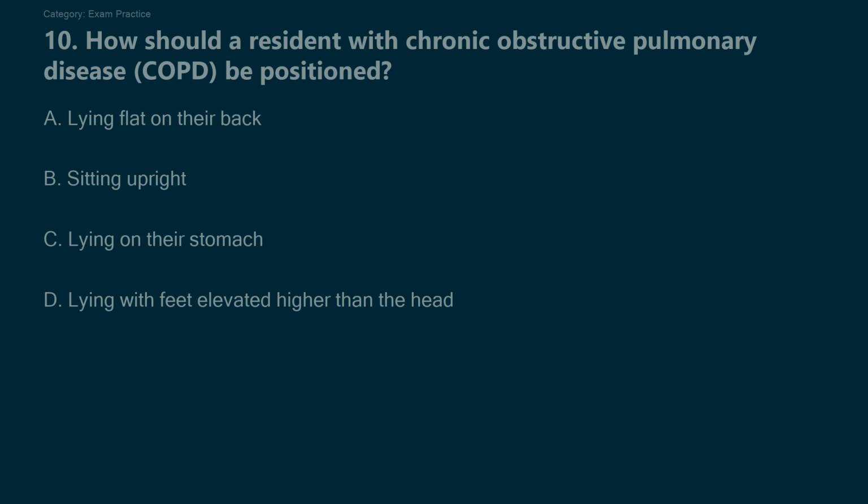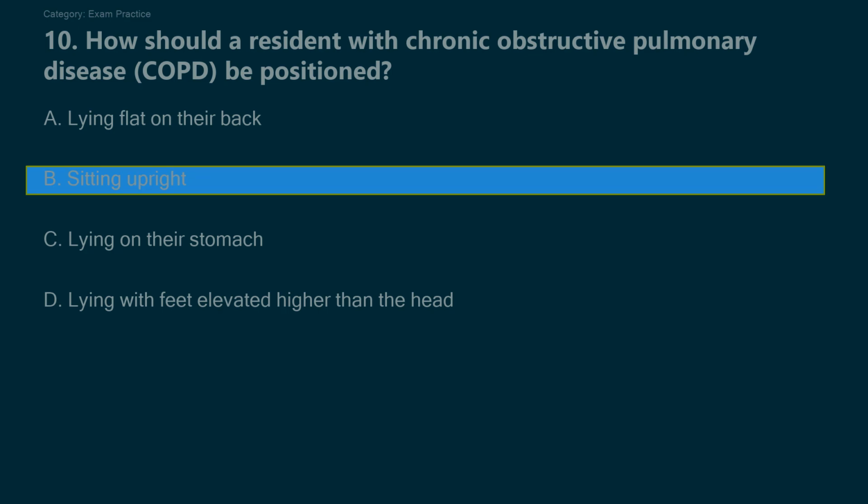Question 10. How should a resident with chronic obstructive pulmonary disease (COPD) be positioned? Option A. Lying flat on their back. Option B. Sitting upright. Option C. Lying on their stomach. Option D. Lying with feet elevated higher than the head. The correct answer is option B. Sitting upright.